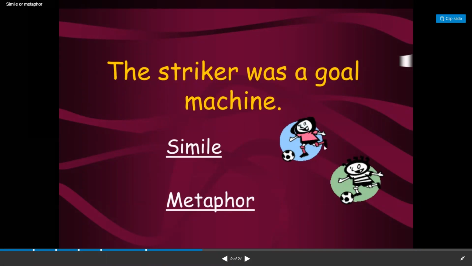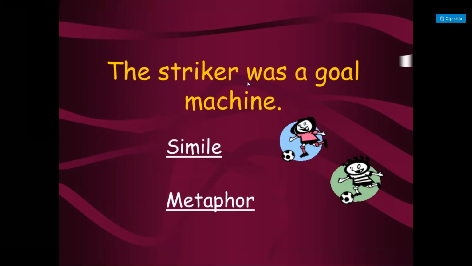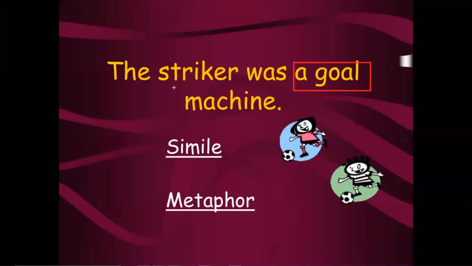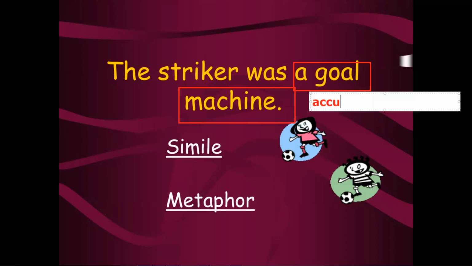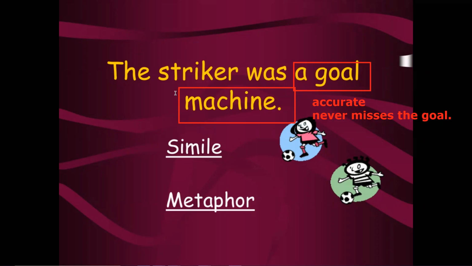The striker was a goal machine. What's a goal machine? Who knows? It's like a machine that scores lots of goals and it never misses any goal. It's very accurate. It never misses the goal, right? So the striker, the person who plays at the front, like Muhammad Salah, I guess, is one of the strikers, as far as I know. He was a goal machine, very accurate. He never missed the goal like a goal machine.